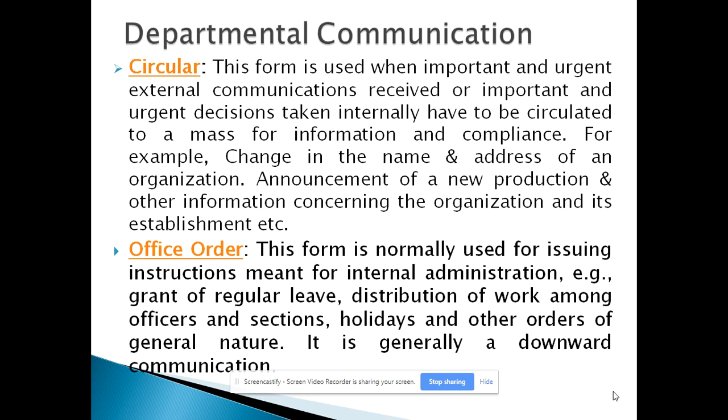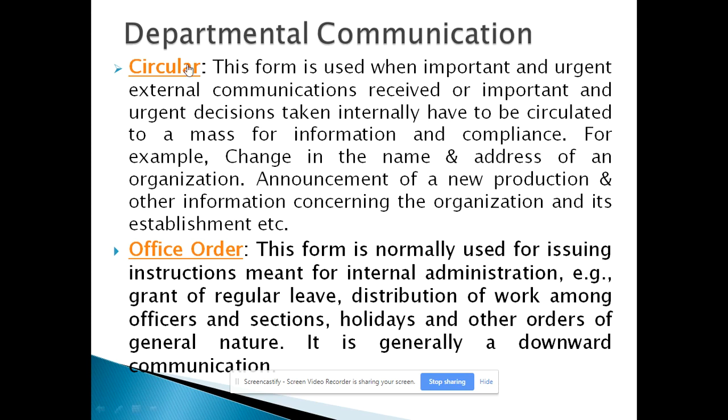So these are basically circular, office order, memo, newsletter. To start with the circular, this form is used when important and urgent external communications received or important and urgent decisions taken internally have to be circulated to a mass for information and compliance. For example, change in the name and address of an organization, announcement of a new production, and other information concerning the organization and its establishment, etc.